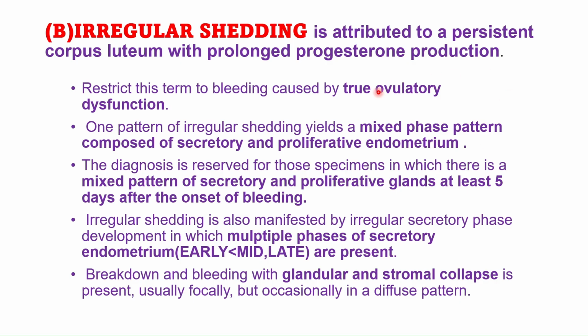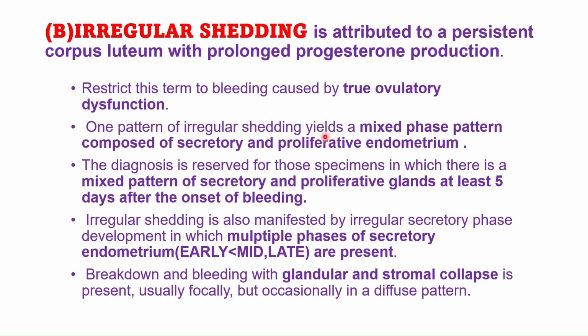Now, second is irregular shedding. It is attributed to persistent corpus luteum with prolonged progesterone production. So this term is restricted to the bleeding caused by true ovulatory dysfunction.